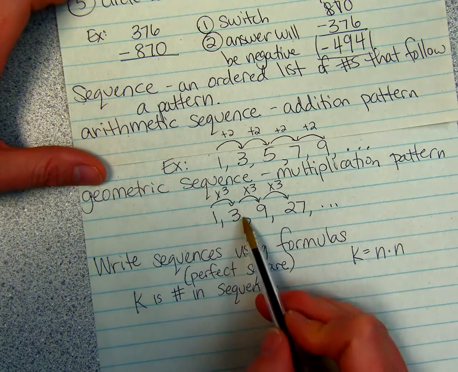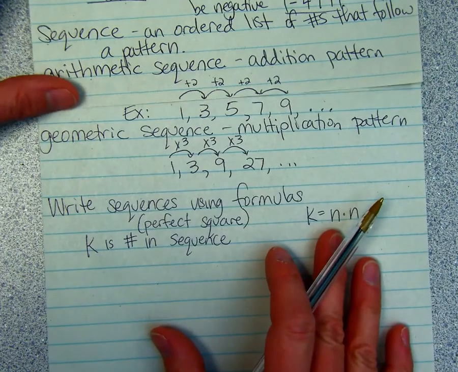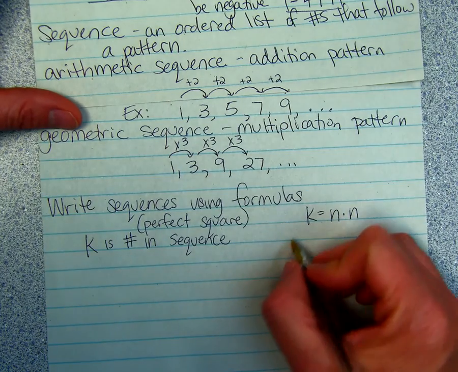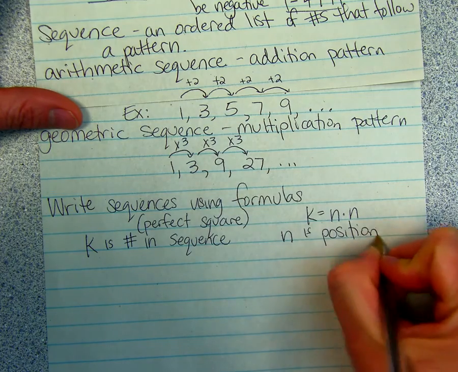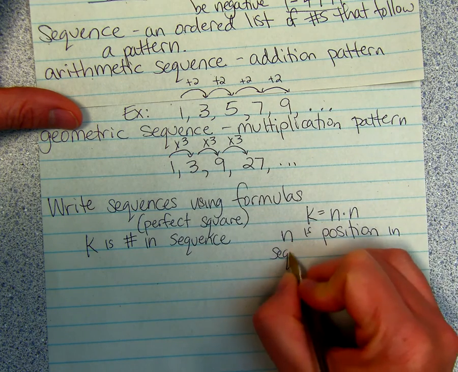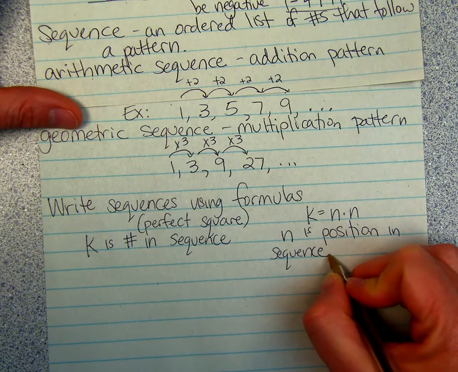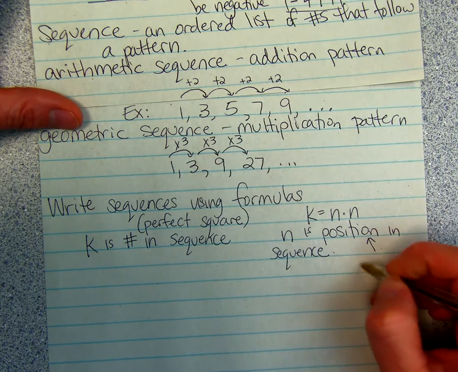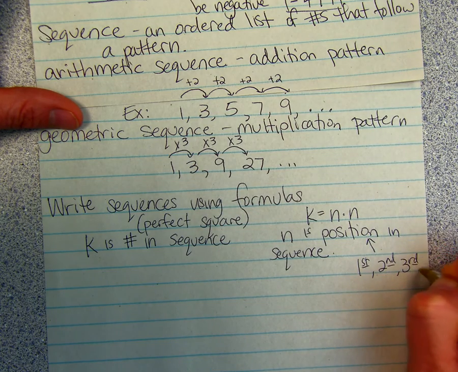That would be like the 1, 3, 9, 27. It would be like that. It's the number that you get in the sequence. And n is the position in the sequence. So position, that would be like, is it the first number, the second number, the third number, etc.